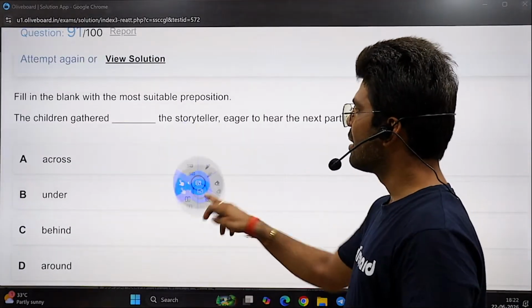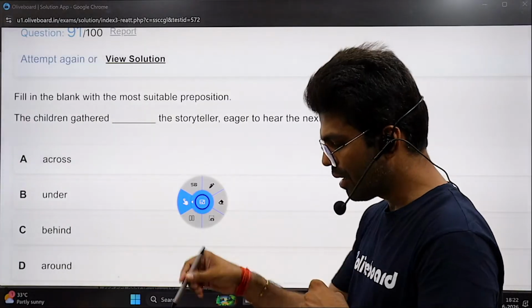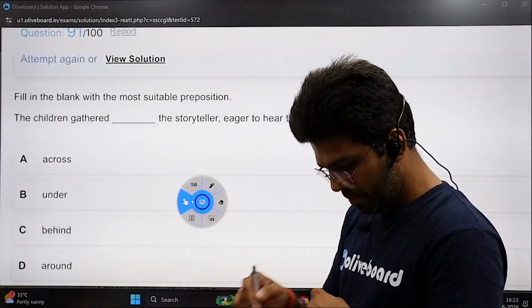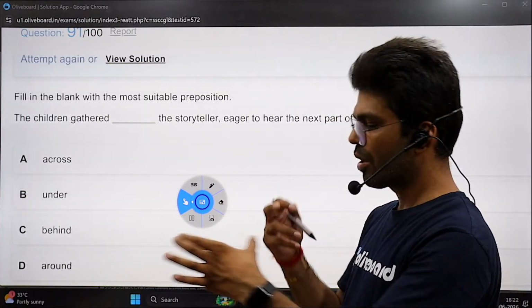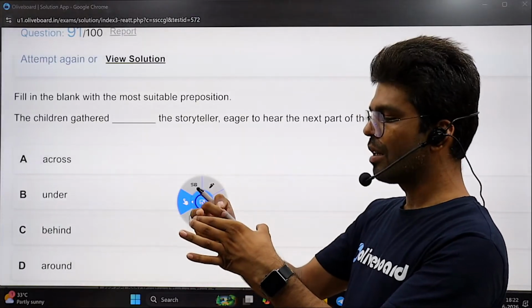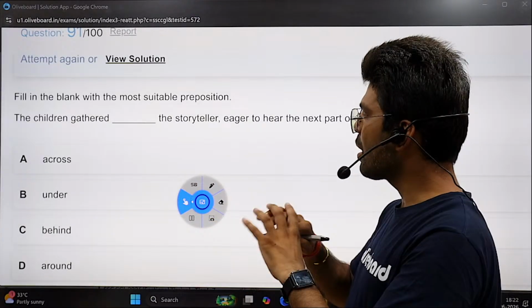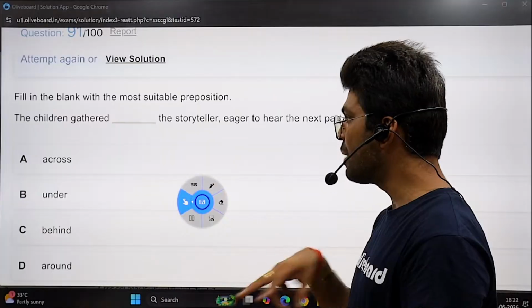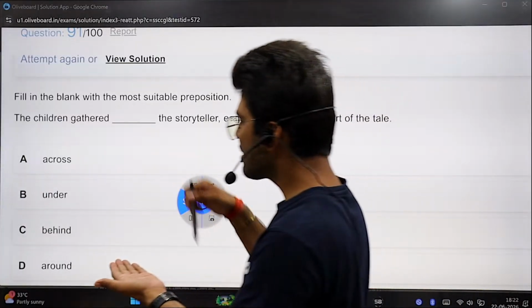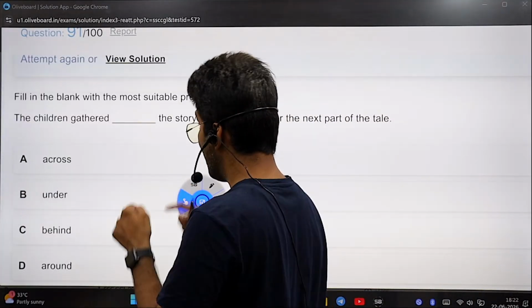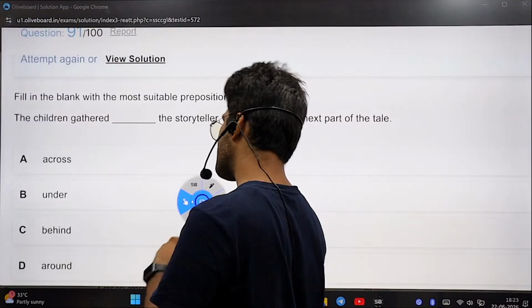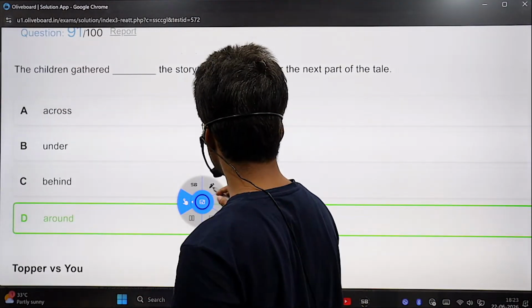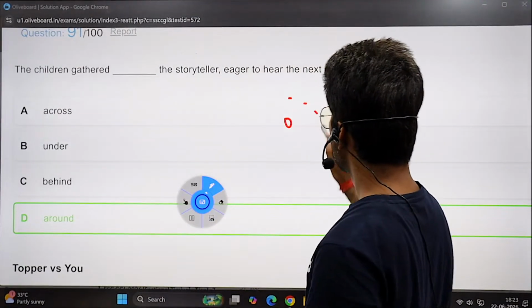Children gathered, the storyteller, you gather around. Across is for one point to the other point. It's overall also, but not across the storyteller. The storyteller won't be covered; he'll be surrounded, something such. Under the storyteller, behind the storyteller, people gather around. Basically, someone is here.